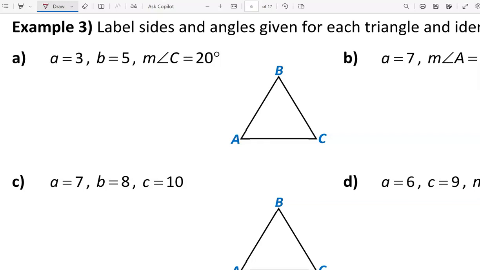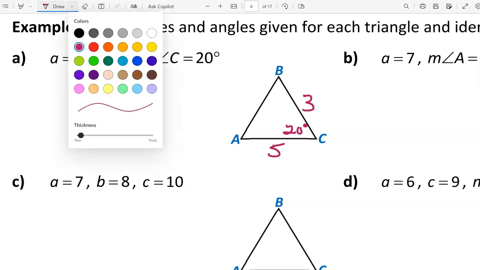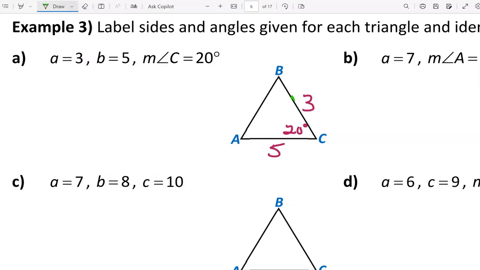And let's take a look at example 3a. In this triangle, side A measures 3, that's going to be opposite vertex A. Side B measures 5, that's opposite vertex B. And measure of angle C is 20 degrees. Notice that that angle is formed by the two sides, or the angle is in between the two sides. That means that this pattern of givens is a side angle side situation.